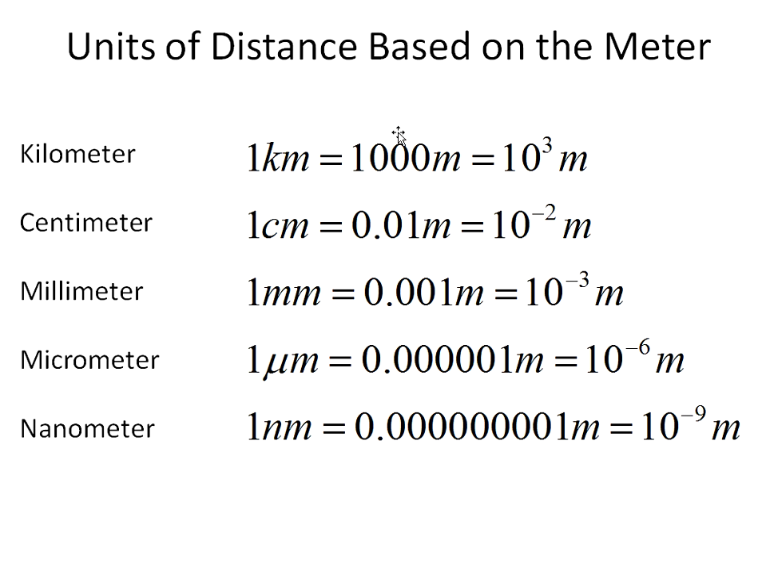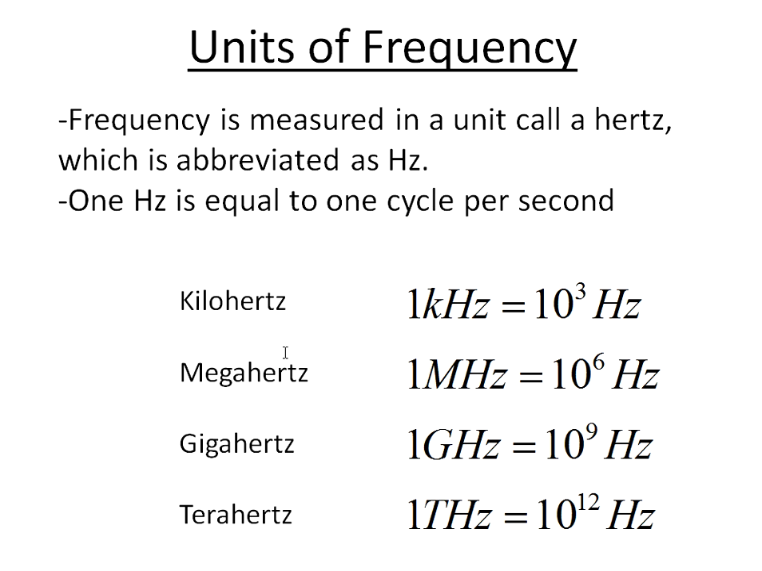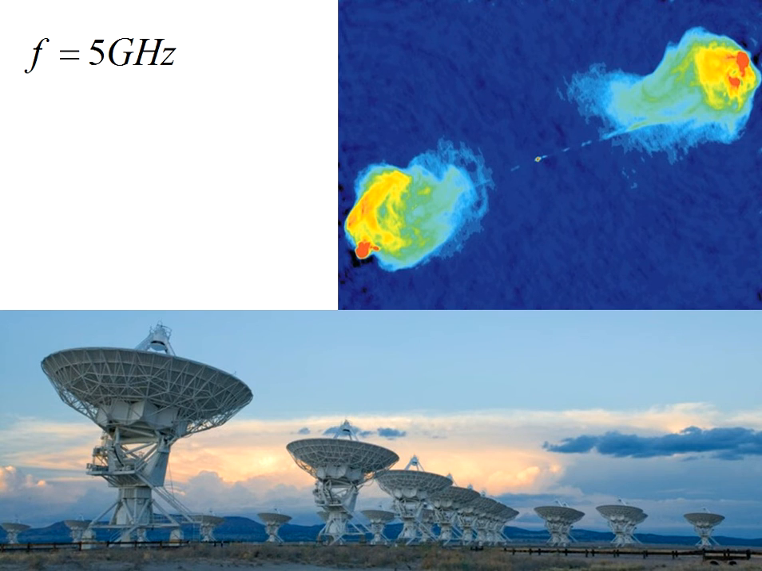And I described these units in the previous video on electromagnetic waves. For frequency, it's all based on the hertz. We'll generally be talking about either thousands of hertz, kilohertz, millions of hertz, megahertz, billions of hertz, gigahertz, or trillions of hertz, terahertz. So let's just learn how to do this by doing an example right here.